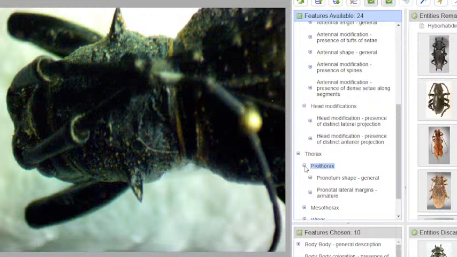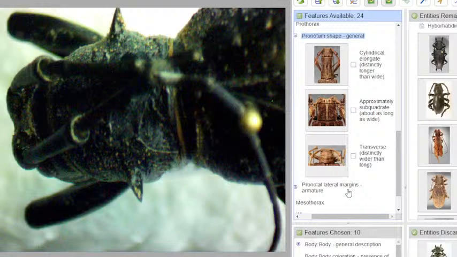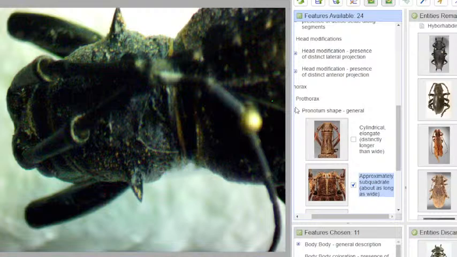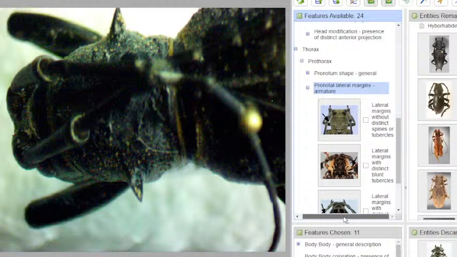Let's go to the pronotum. I would say the pronotum on our guy is actually pretty square. If we're talking about the pronotum, it's this shape right here. I'd say it's not that much longer than it is wide, or wider than it is long. Subquadrate, I'm happy with that. Lateral margin, definitely with that distinct acute spine, you can see those.